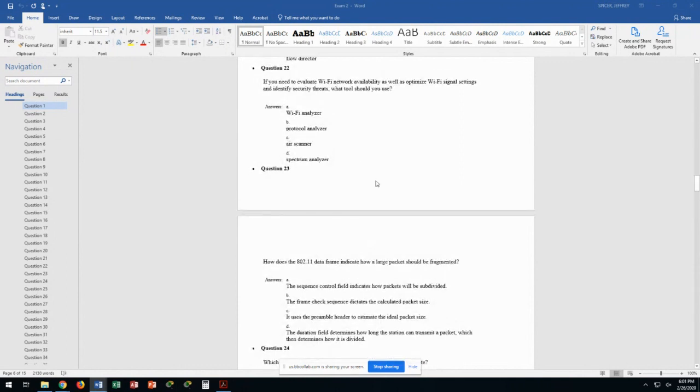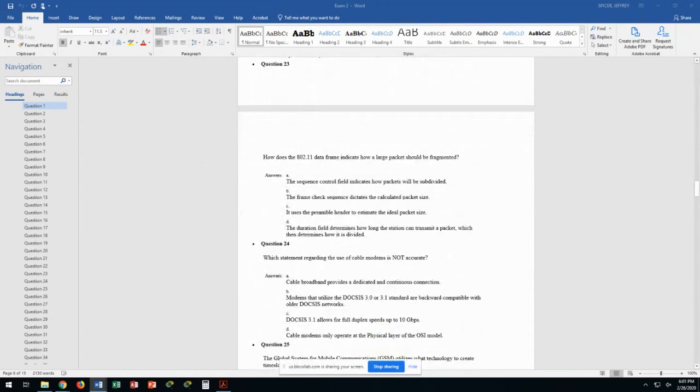All right, so 22. If you need to evaluate Wi-Fi network availability as well as optimize Wi-Fi signal setting and identify security threats, what tool should you use? Wi-Fi analyzer? Yes, right. We use the analyzer to analyze the space, right?